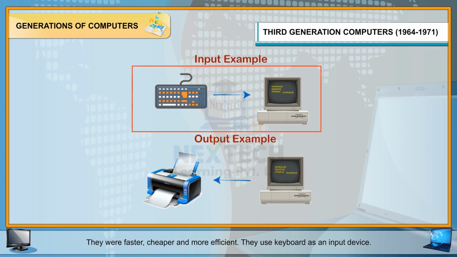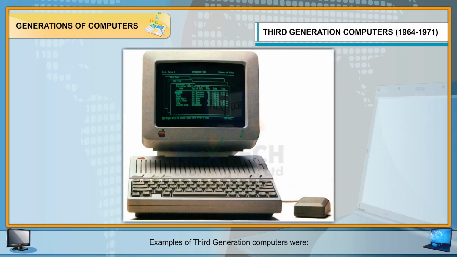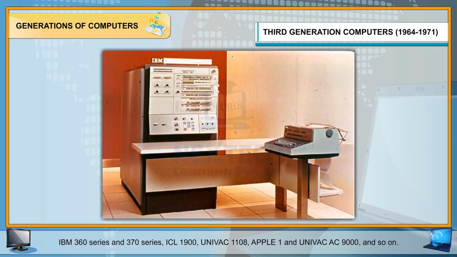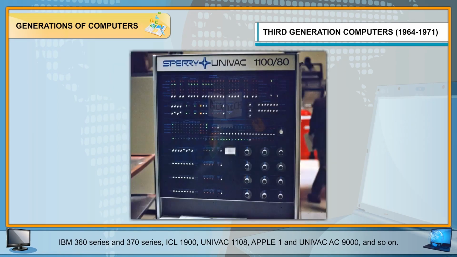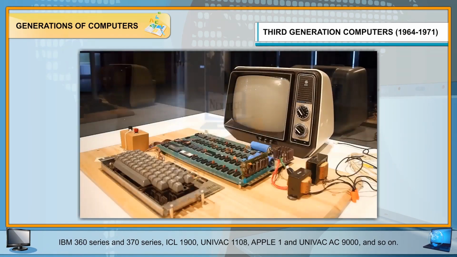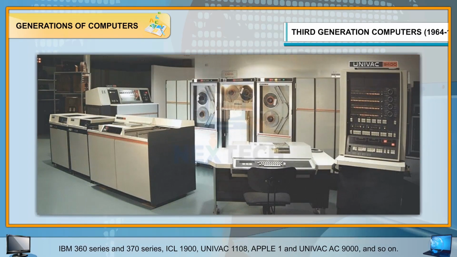They use keyboard as an input device. Monitors and printers as output devices came into existence. This generation of computer used operating system, which makes it possible to run many different applications at one time. Examples of third generation computers were IBM 360 series and 370 series, ICL 1900, UNIVAC 1108, Apple I, and UNIVAC AC 9000, and so on.